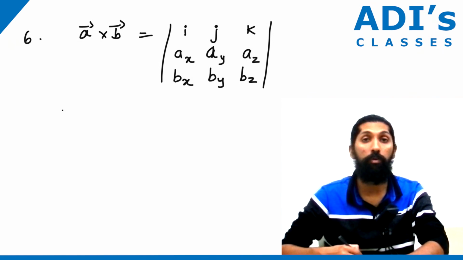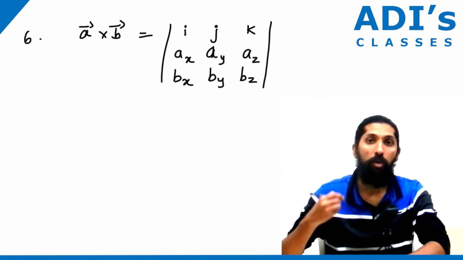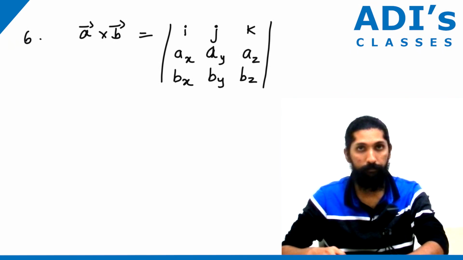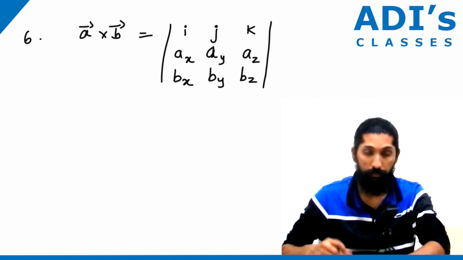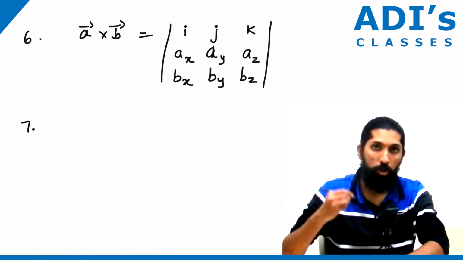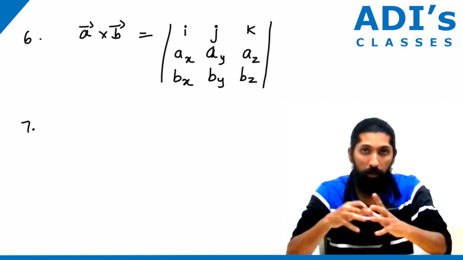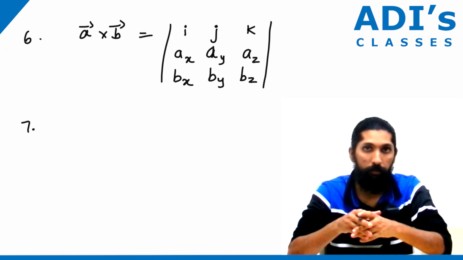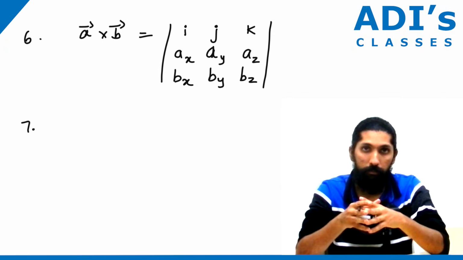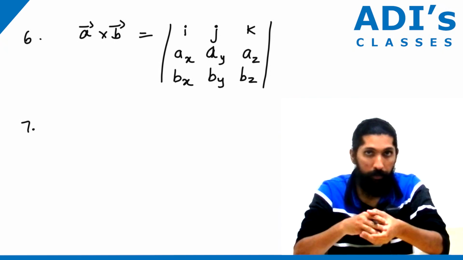Now that you know how to expand the determinant, use the expansion of the determinant to find the value of A cross B. Clear? Now the next one, what is the geometrical meaning of this A cross B, which is very, very important. Suppose you have two vectors, vector A and vector B, which are co-initial vectors.